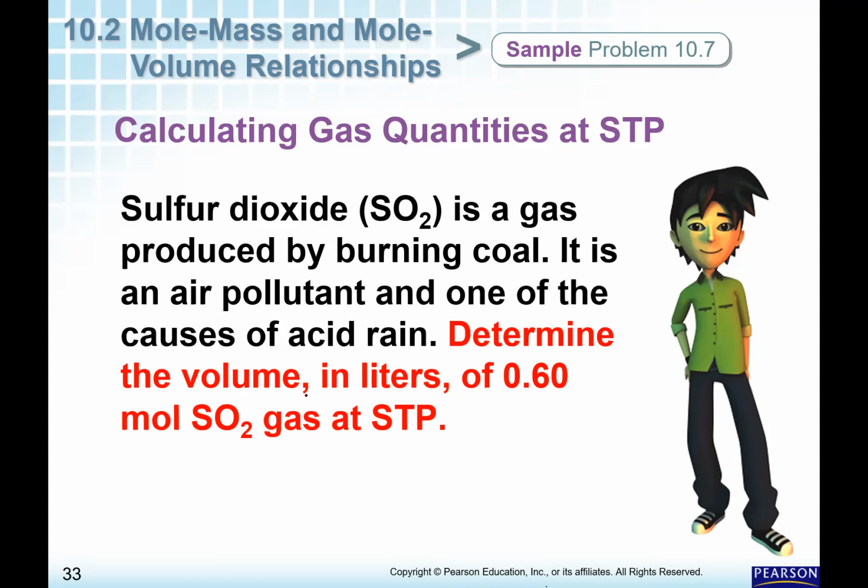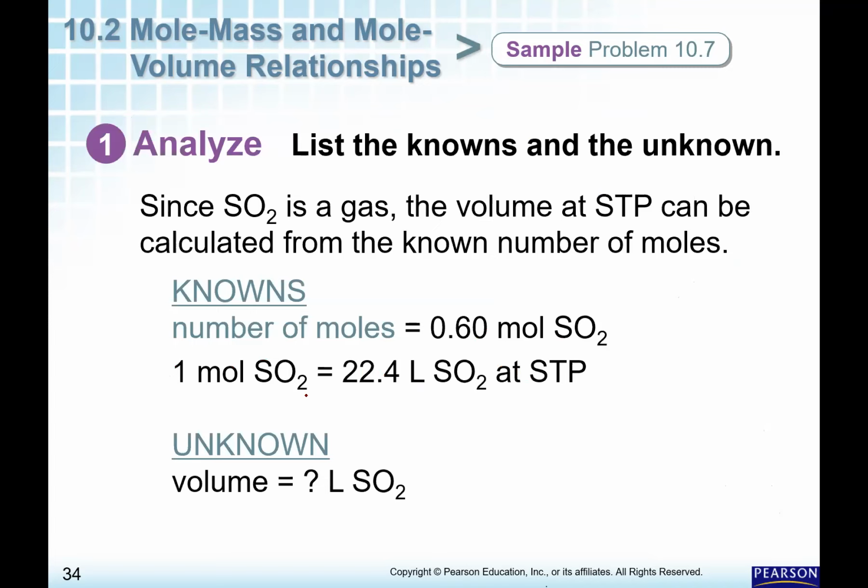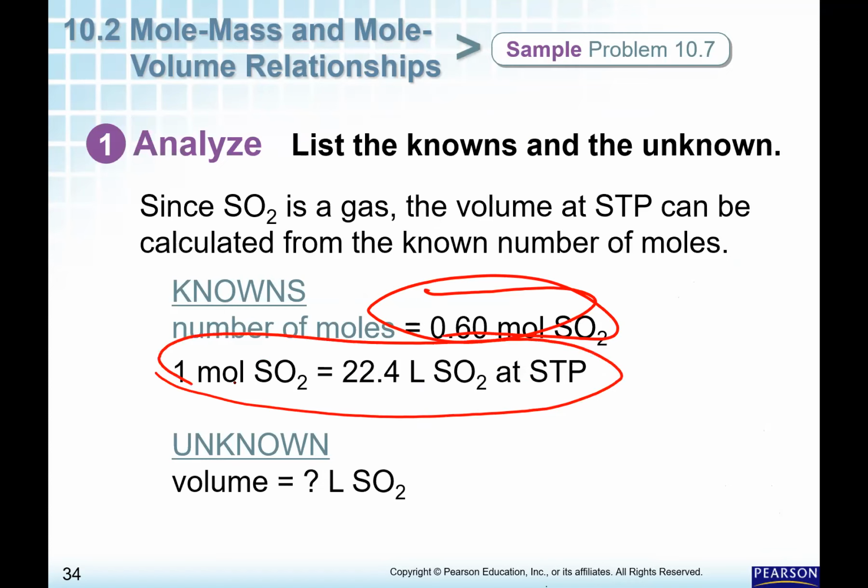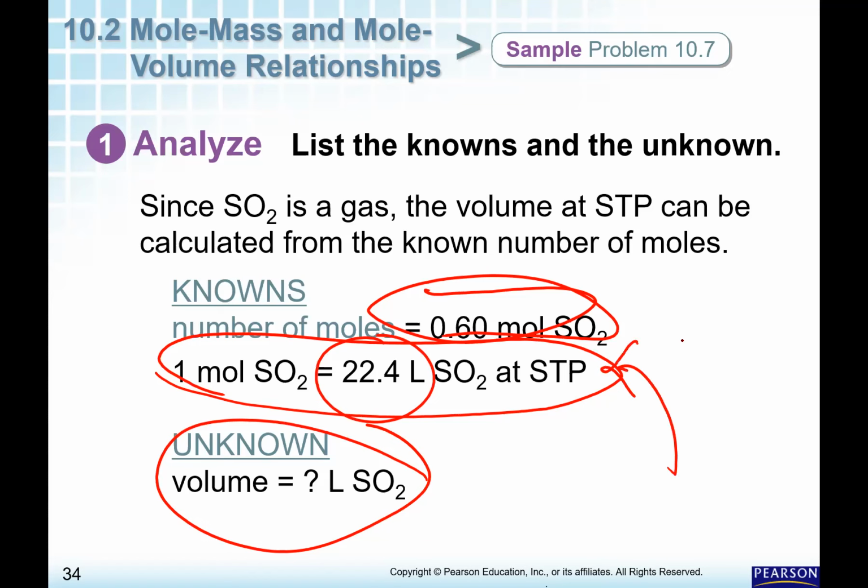So we have 0.6. We know that 22.4 divided by 1 mole can be used in this case. What is known is that we have 0.6 moles, and 1 mole occupies 22.4 liters at STP. So if that is the case, what is the volume of 0.6 moles? Let me ask you this now. Do you think the answer should be more or less than 22.4?